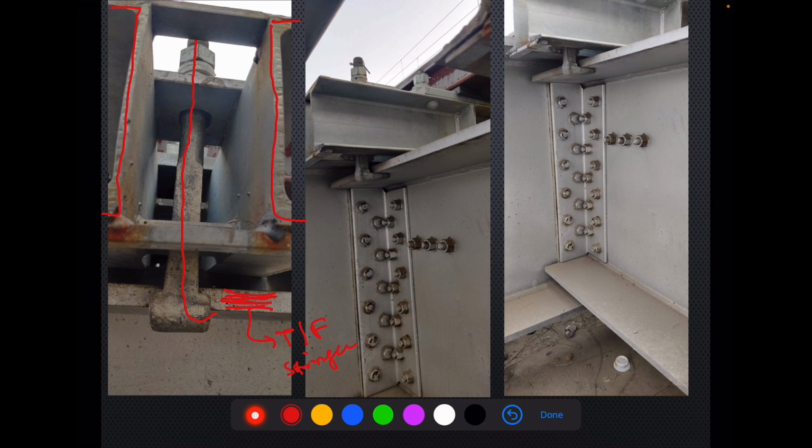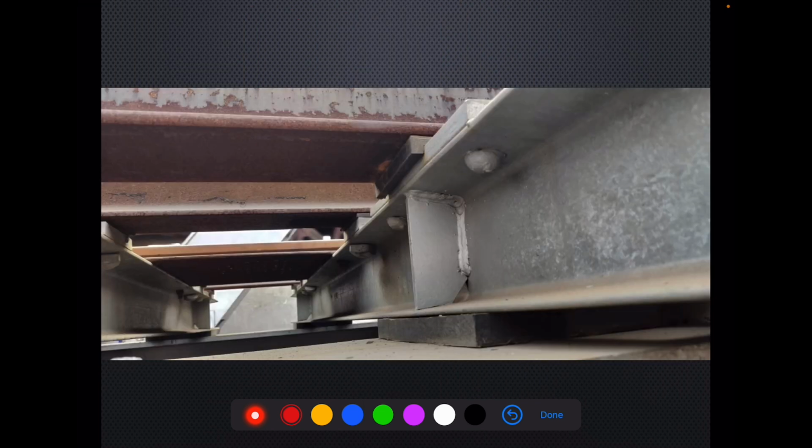So this is my steel channel sleeper. This is my stringer. This is the top flange of the stringer, and this is how the hook bolt holds it. This is how the hook bolt holds it. Right? Now let's have a closer look at the rubber pads.